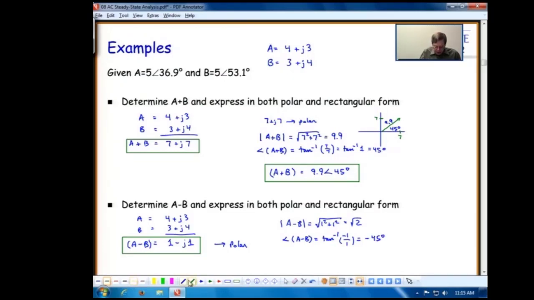And do a quick sketch to make sure we got everything in the right quadrant here. So the rectangular form was 1 minus j1. So the vector will be down here, and the angle of minus 45 makes sense. So just to complete this little exercise, A minus B in polar form is equal to root 2 at an angle of minus 45 degrees.